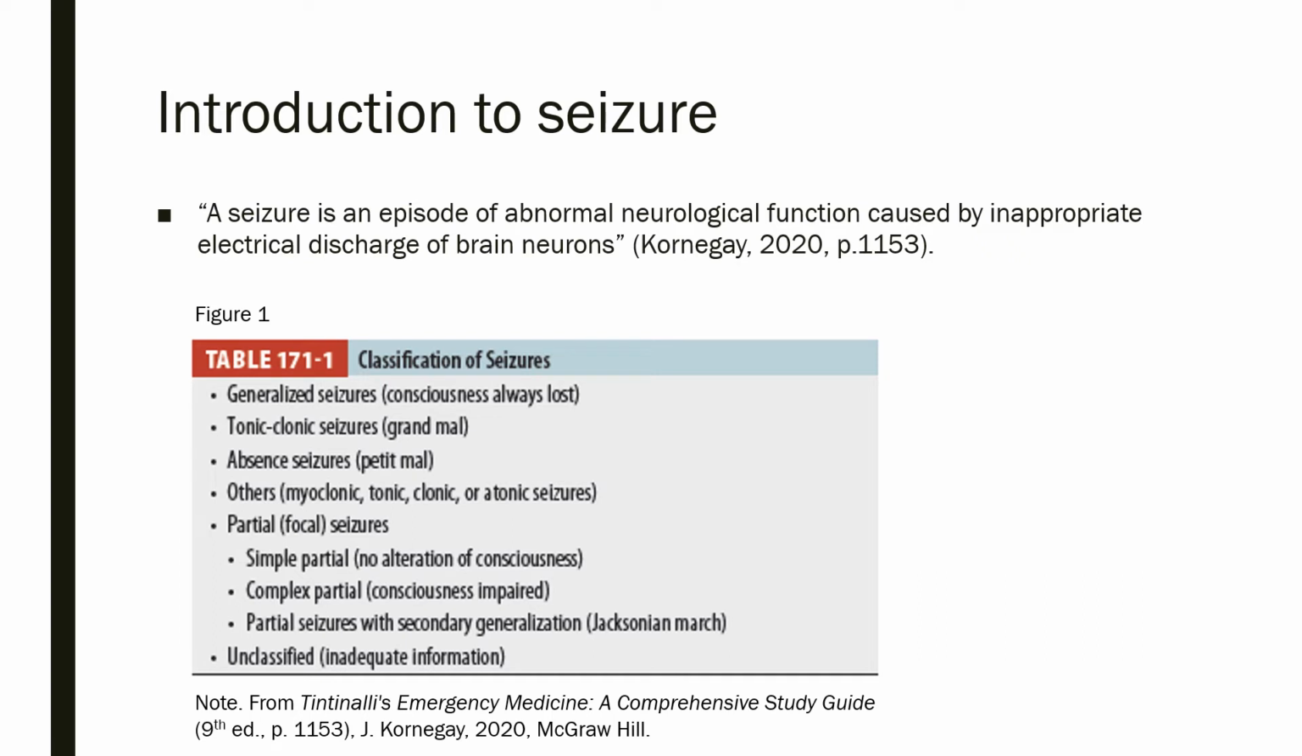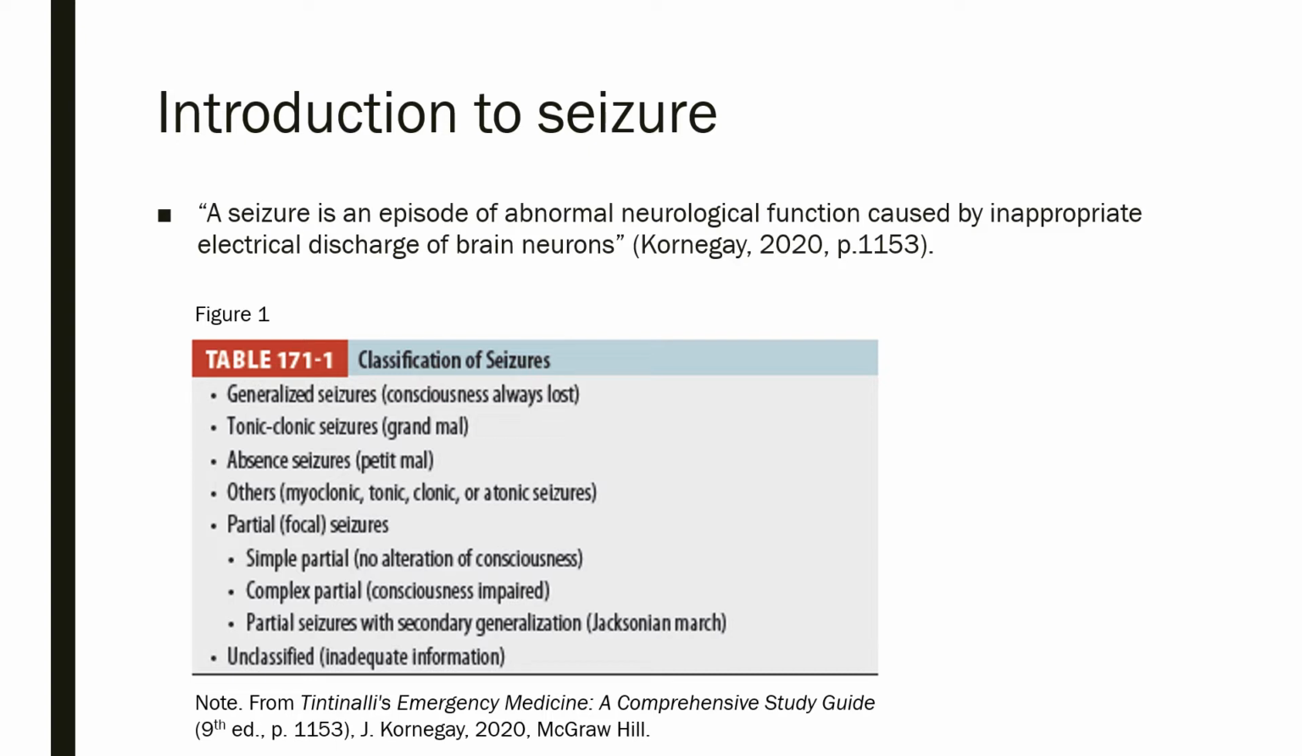Introduction into seizures. A seizure is an episode of abnormal neurological function caused by inappropriate electrical discharge of brain neurons. Seizures can be classified into two main groups, either generalized or partial. Generalized seizures are caused due to simultaneous electrical firing of the entire cerebral cortex, typically beginning deep within the brain and spreading outwards. Tonic-clonic and absent seizures are the most common type of generalized seizures.